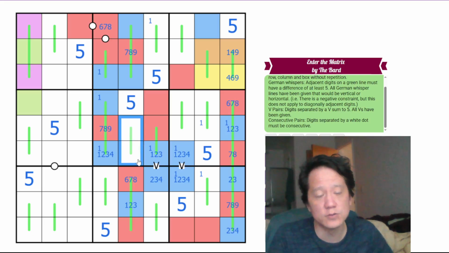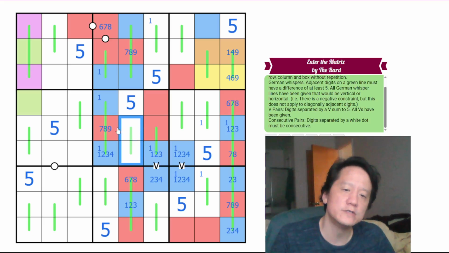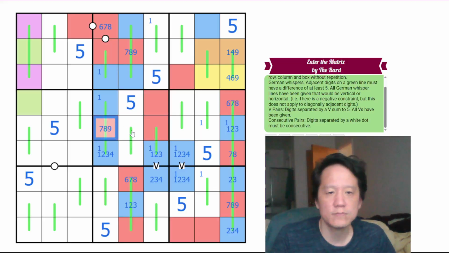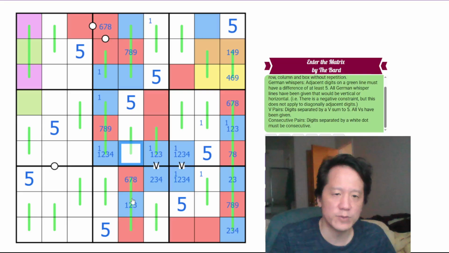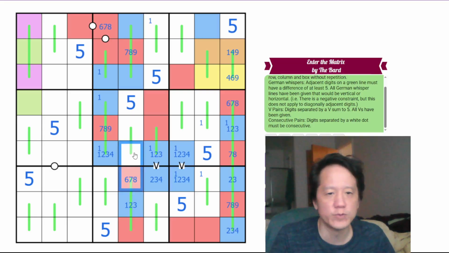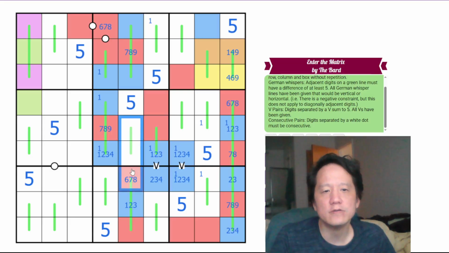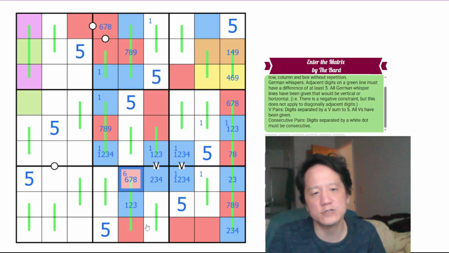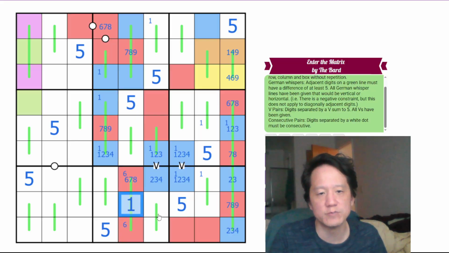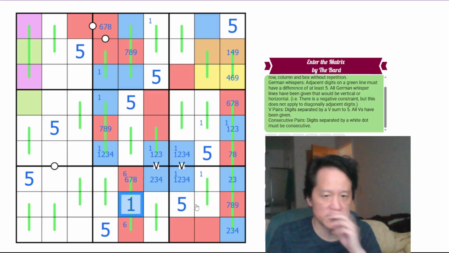This can't be 6 or 1, because if this were 6, this would have to be 1, and this would have to connect to a German whisper line because the 1 is 5 or more away from 7 or 8. If this is 6, this would be 1. And again, you would have the same problem. So neither of these can be 6. Therefore, 6 has to be one of these two, and this must be a 1. That's actually very interesting.